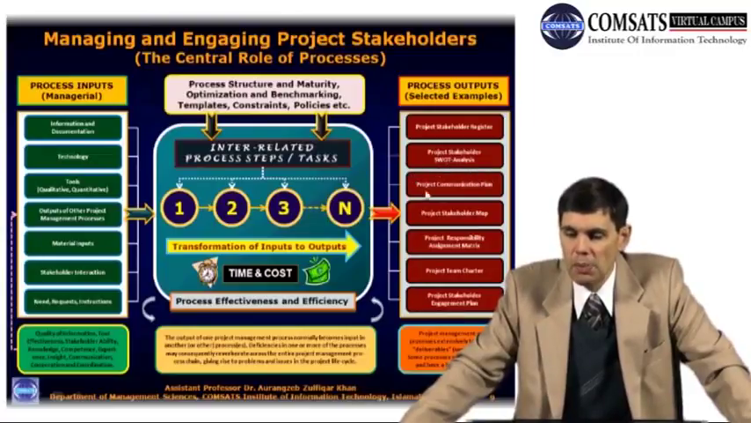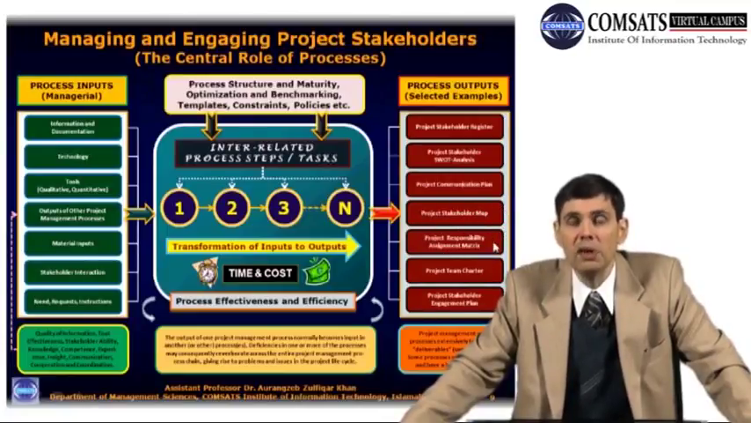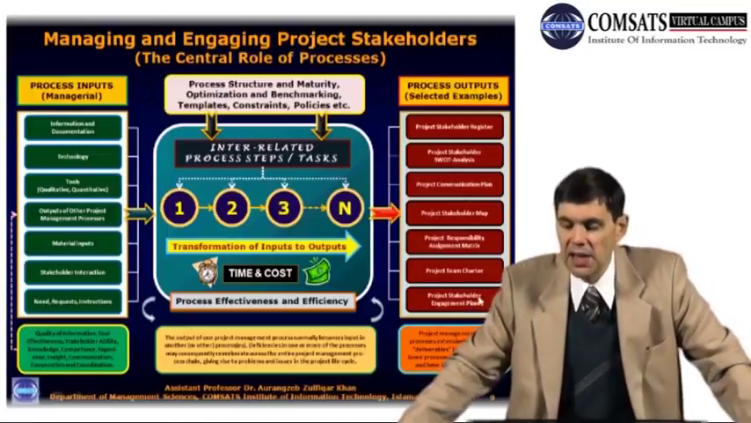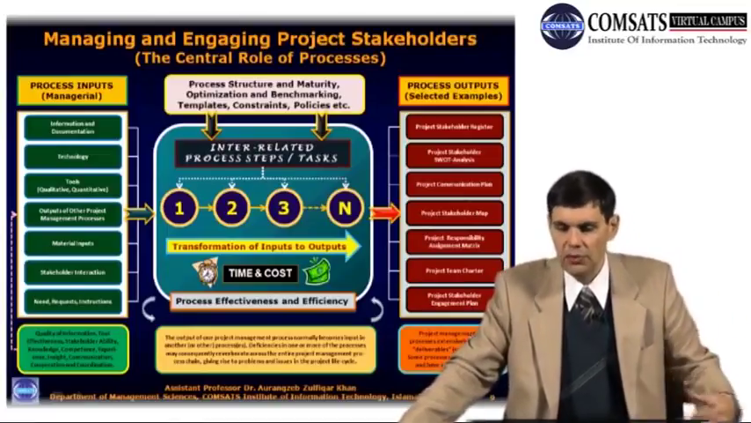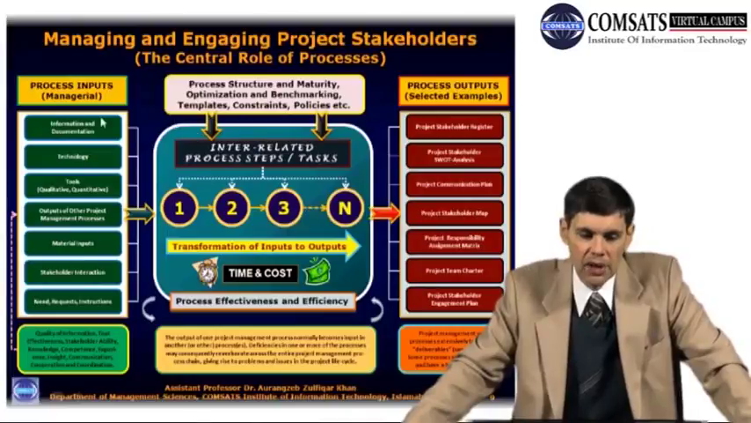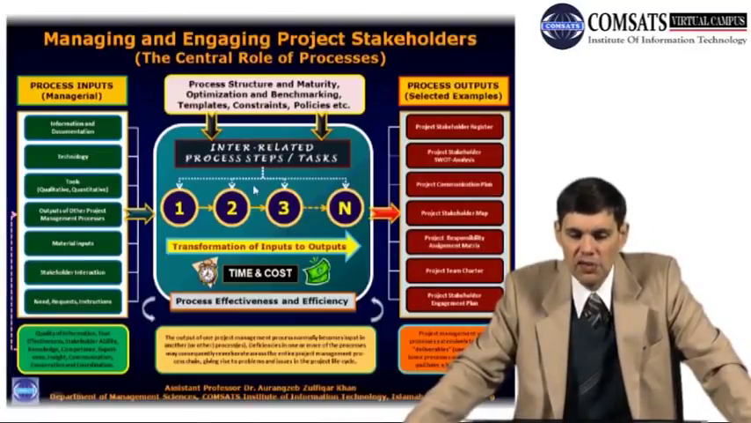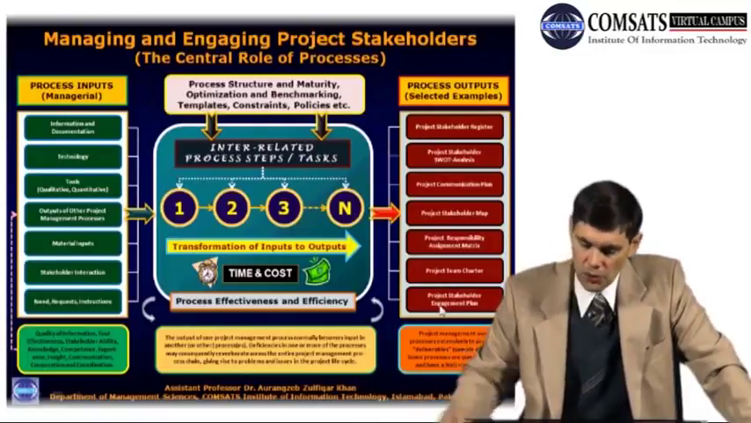Or you could get a project communication plan, which is a very important ingredient or a very important part of project plans. You could get a project stakeholder map. You could get a project responsibility assignment matrix. You could get a project team charter. You could get a project stakeholder engagement plan. And all kinds of outputs you can get by combining all these inputs, putting them through a well-conceived process, and then getting these outputs over here.